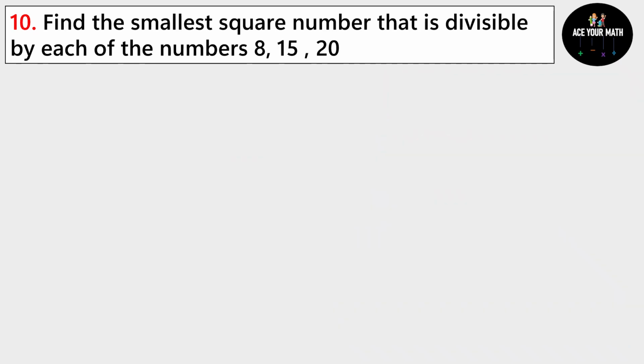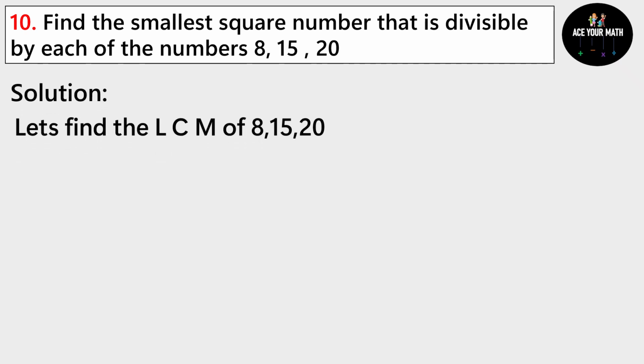Now look at question number 10. Find the smallest square number that is divisible by each of the numbers 8, 15 and 20. So it is just like question number 9, so the steps are the same. We will find the LCM of 8, 15 and 20. How do we find the LCM? Write down these numbers.